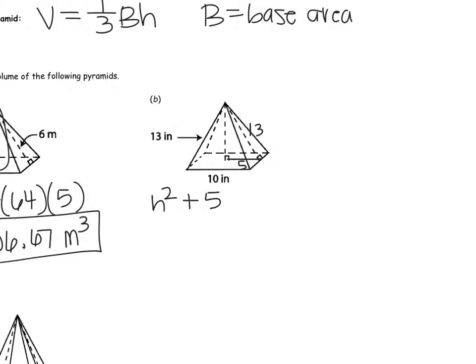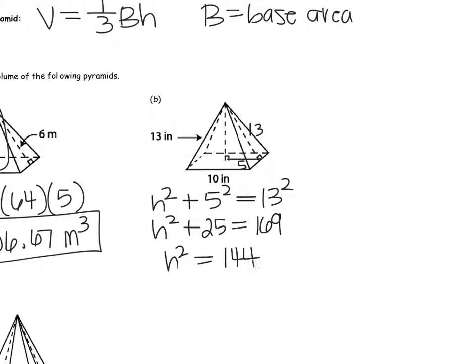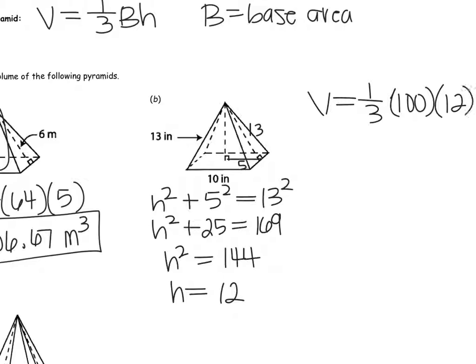So our height squared plus 5 squared is going to equal 13 squared. 5 squared is 25, and 13 squared is 169. Once we subtract 25 from both sides, we get that our height squared equals 144. So we take the square root, we get that our height is 12. We can now find the volume of our square pyramid. So we have 1/3 times our base area, which is 100, times our height, which is 12. When we do 1/3 times 100 times 12, we end up with 400, and the units are inches cubed.